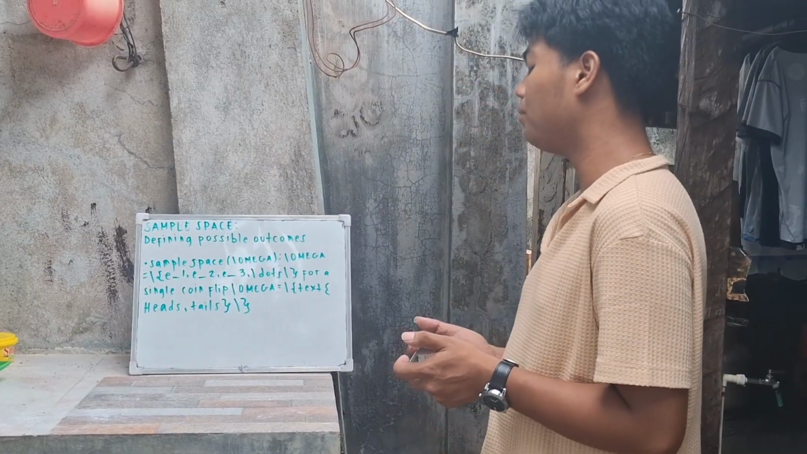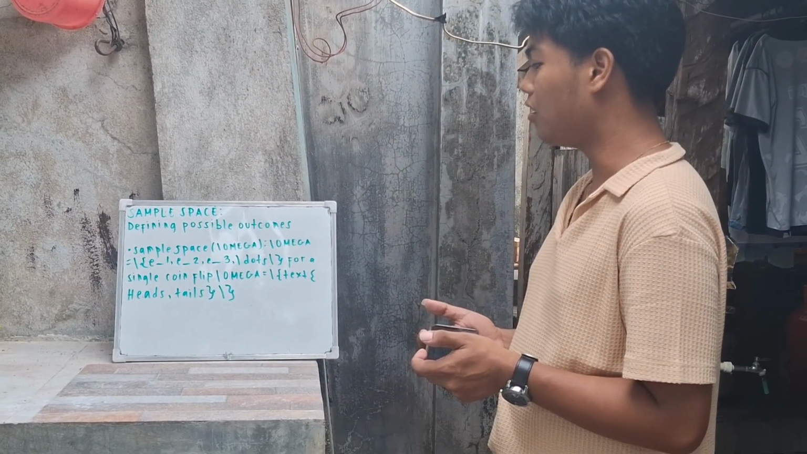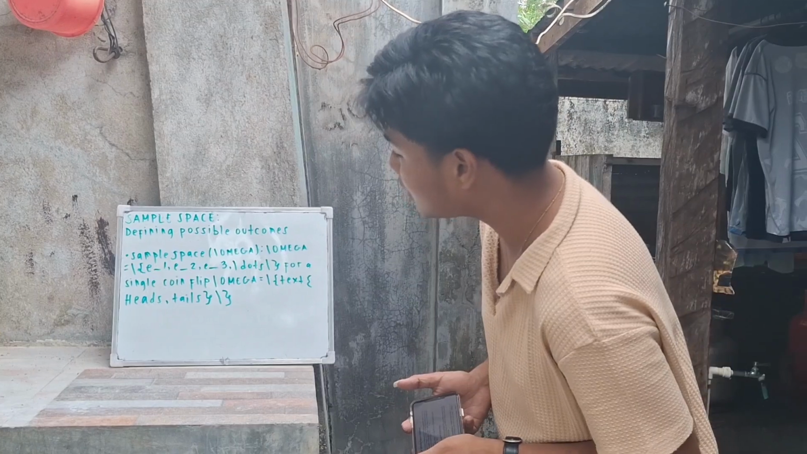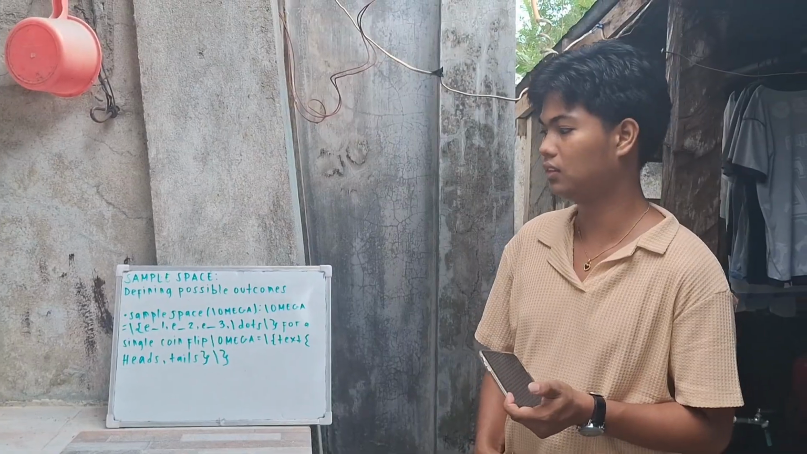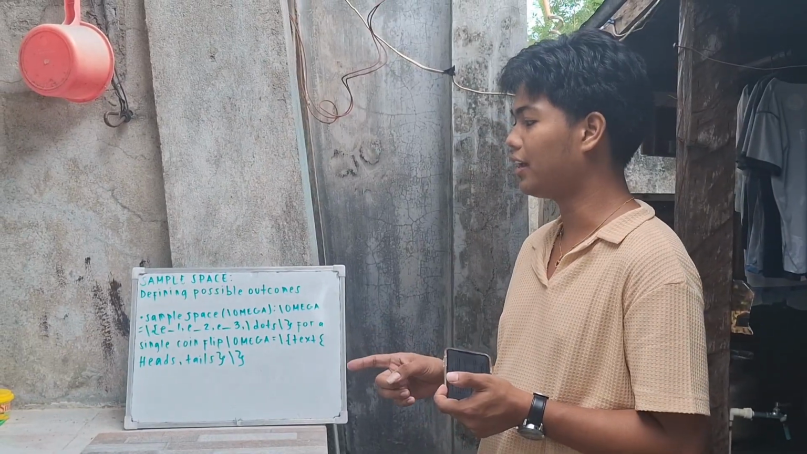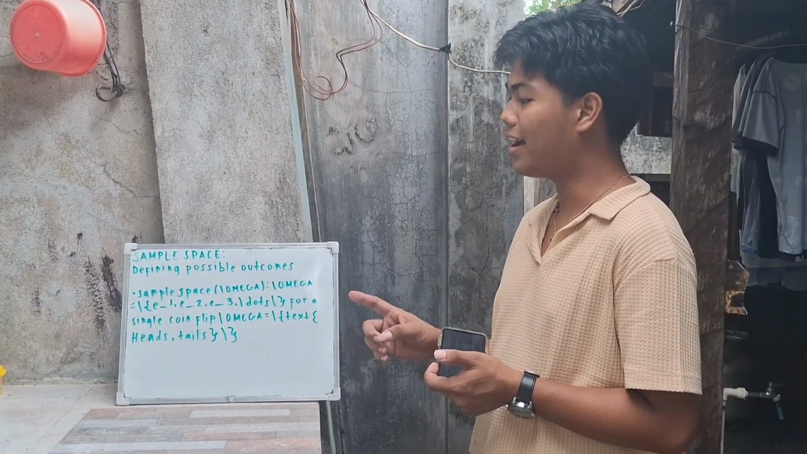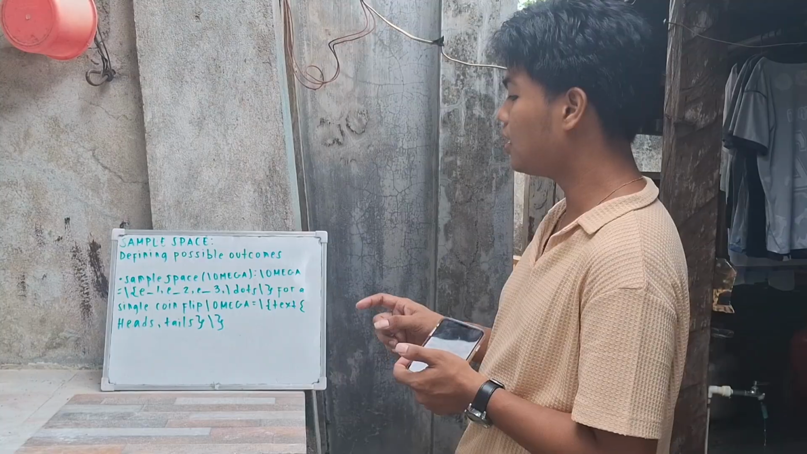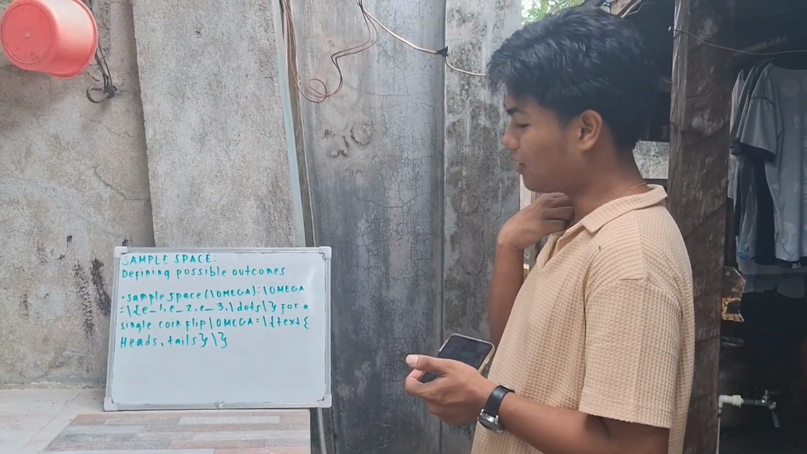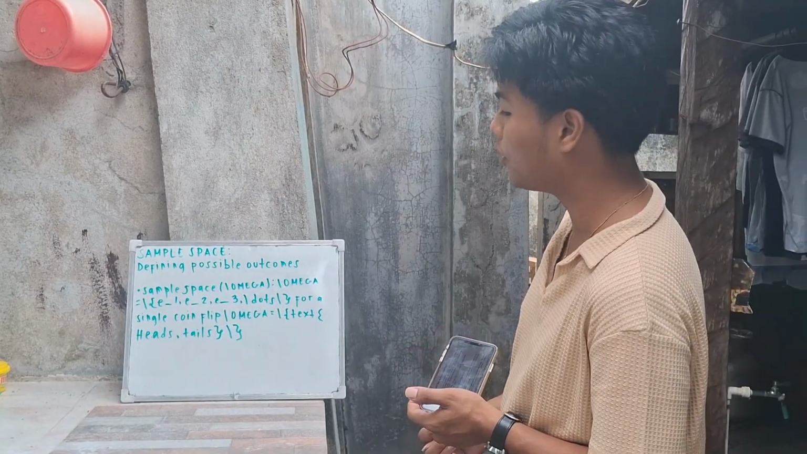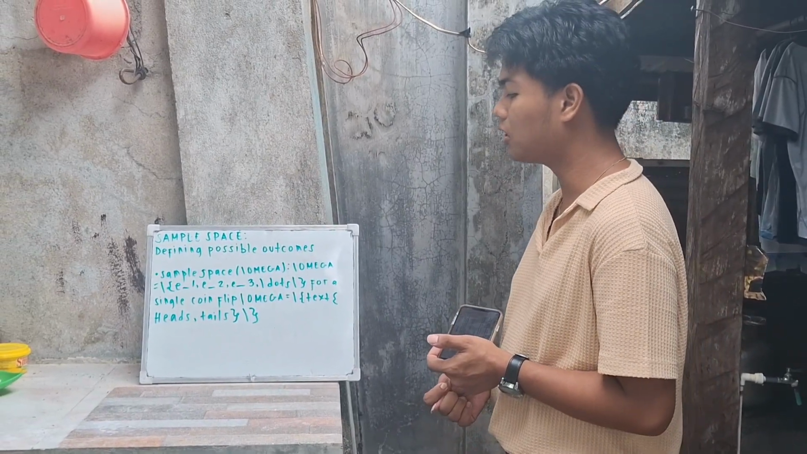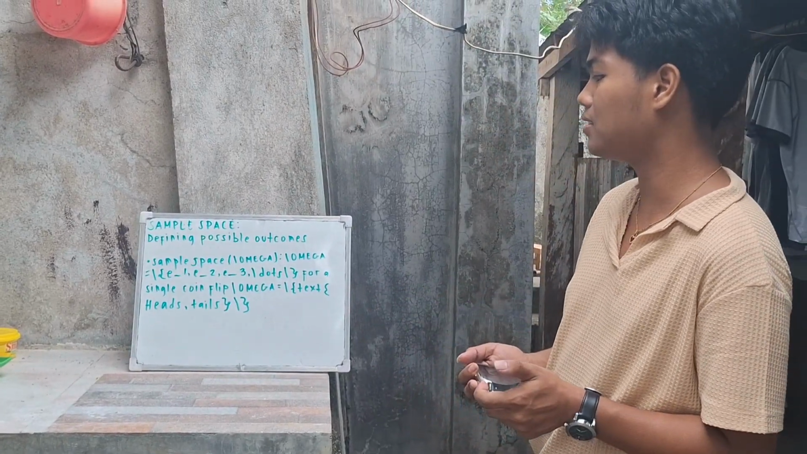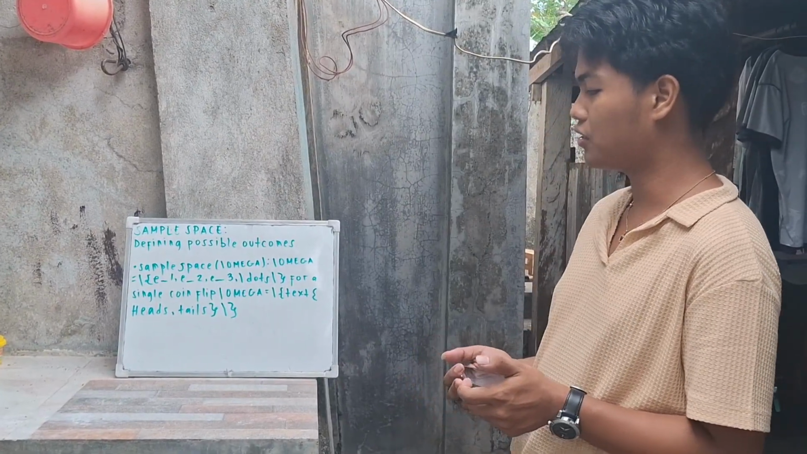Sample space, Ω: Ω is equal to the set {e_1, e_2, e_3, ..., e_i}. For a single coin flip, Ω is equal to the set {heads, tails}.